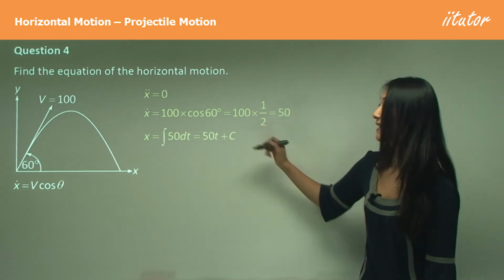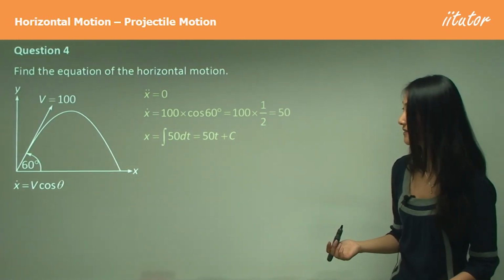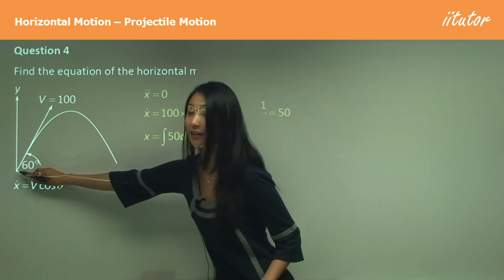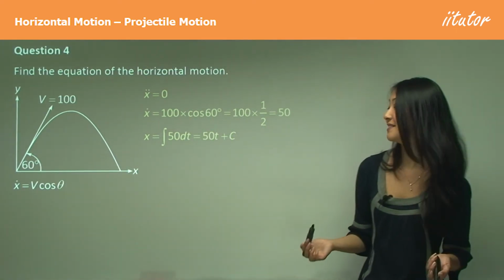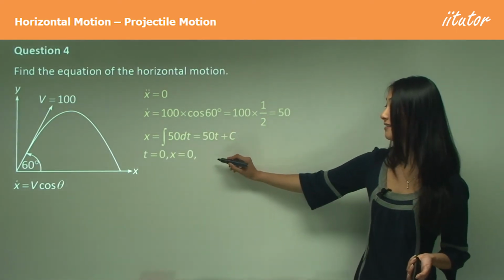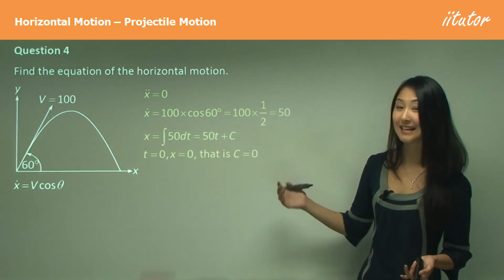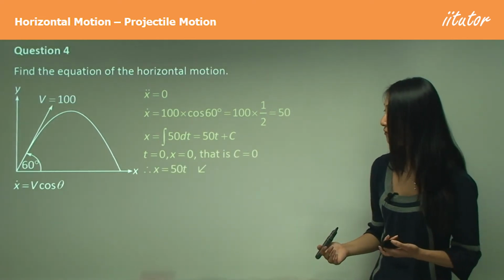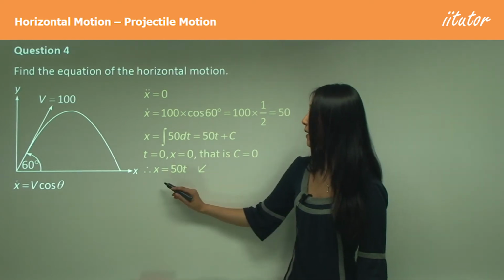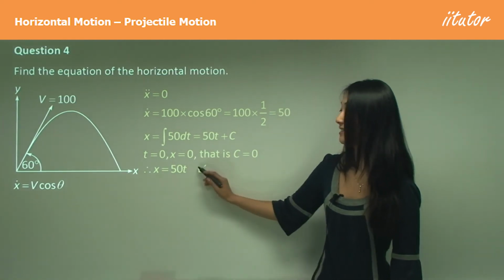And we need to work out what that constant is. So we think to ourselves, when t equals 0, our displacement is also 0. And we substitute that in, and we get that c equals 0. So therefore, our equation of the horizontal motion is just 50t.